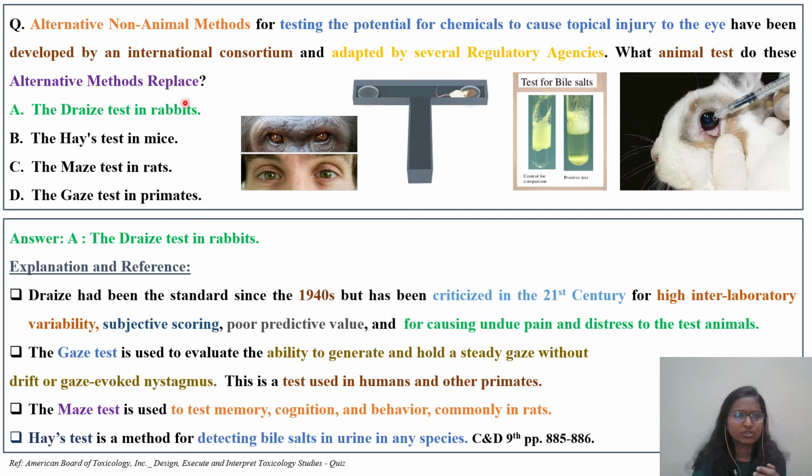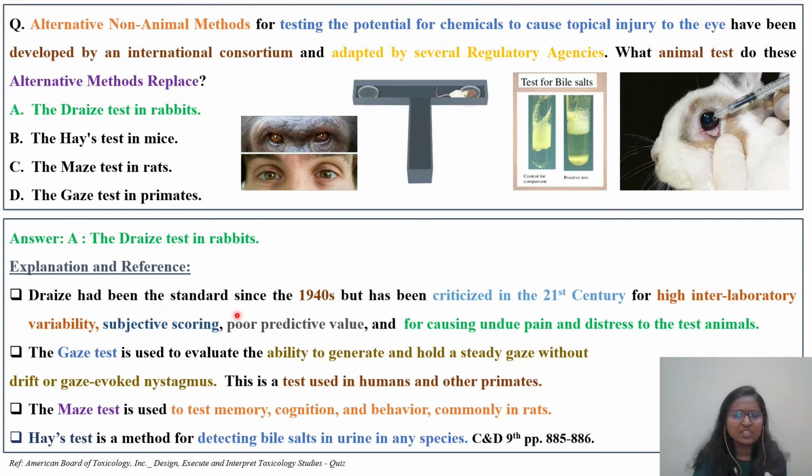So the options: option A, the Draize test in the case of rabbits. Option B is the Hayes test in the case of mice. Option C is the Maze test in the case of rats, and option D is the Gaze test in the case of primates. The right answer will be in the green text, that is option A, the Draize test in rabbits. So let us see what is the explanation and the reference given by the American Board of Toxicology. The questions are taken from the ABT itself.